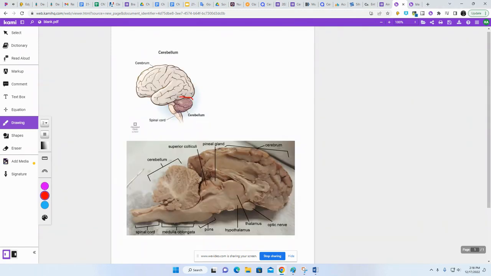All right, and a couple more things. Here is the second largest part of the brain, the cerebellum. So the cerebrum is the largest. You can see it's much larger. The cerebellum is the second largest. All right, here's your sheep brain.